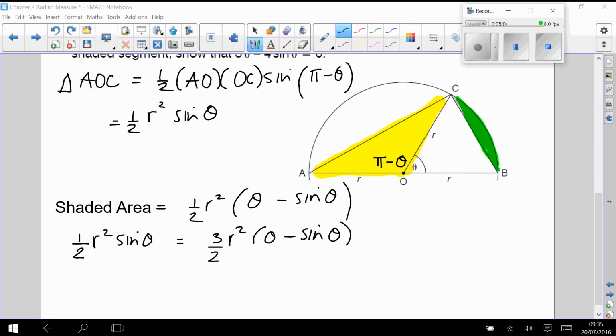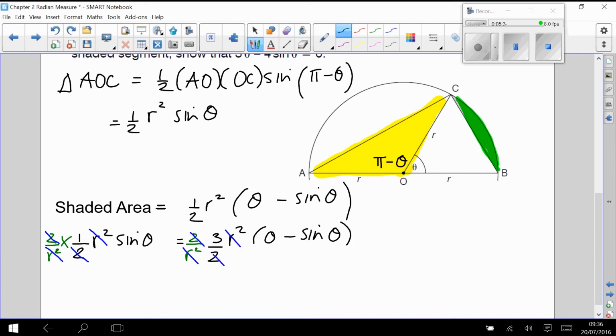In my next step, I'm going to do something that is quite clever. You will have noticed that in the part that I need to show, I don't have any r squareds. And so what I'm going to do is multiply both sides by 2 over r squared. If I do it to both the left and the right, my equation is still valid. So the 2's cancel with each other, as do the r squareds.